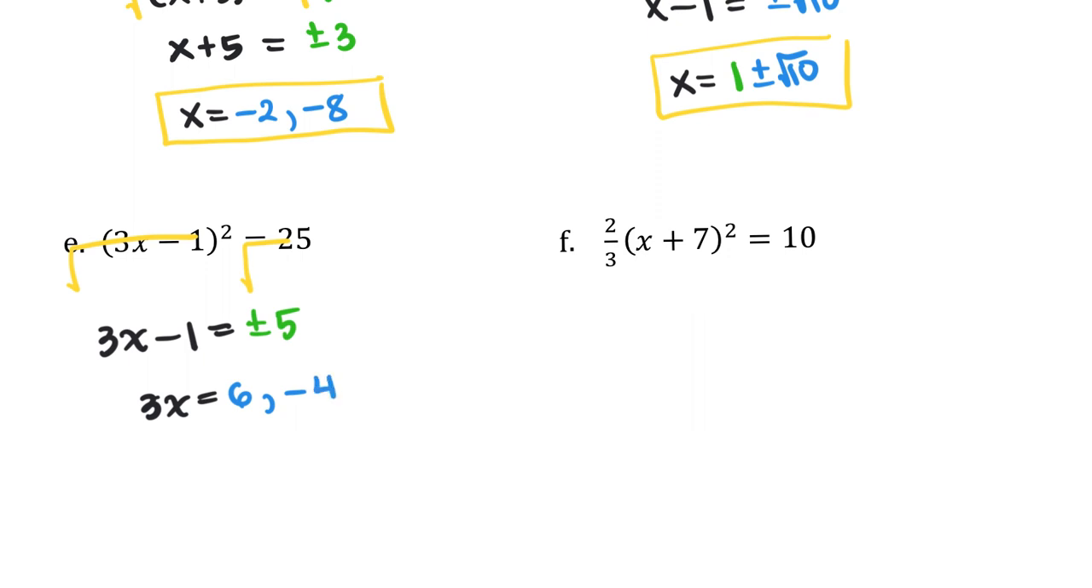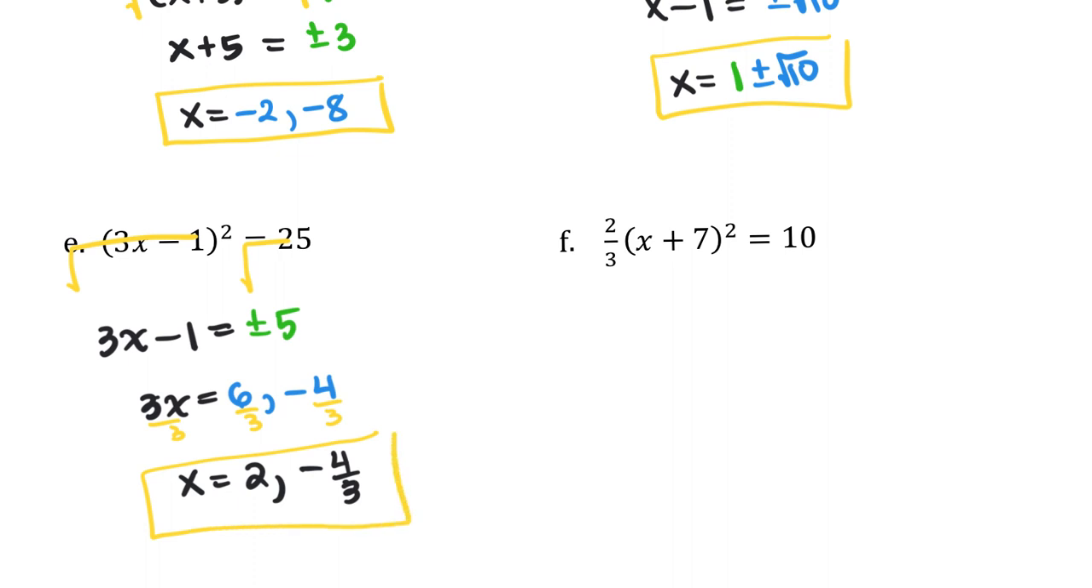Okay, this looks weird, but let's go ahead and divide by 3. And I'm showing this step, although you could do it in your head. X equals 6 divided by 3 is 2. Negative 4 divided by 3 is a fraction. So my answers are 2 and negative 4/3.